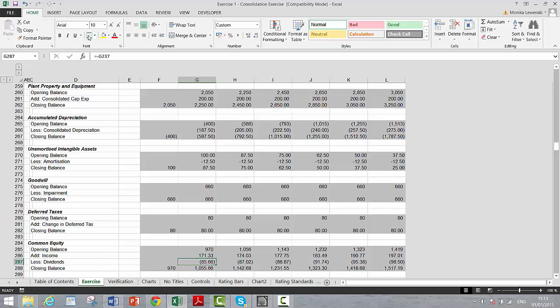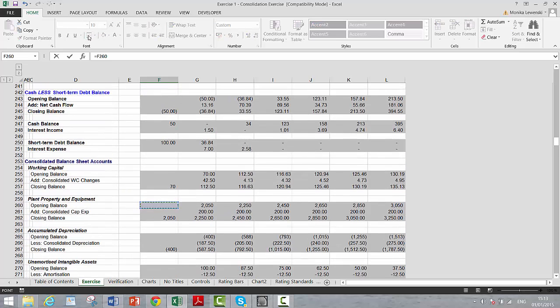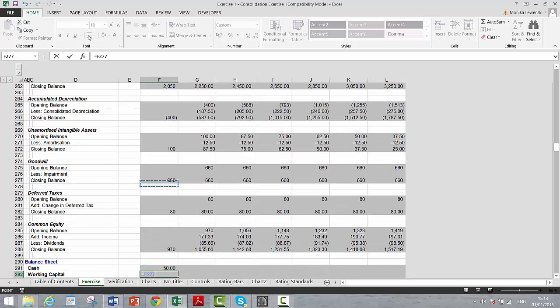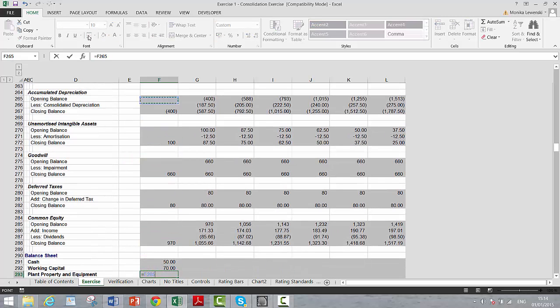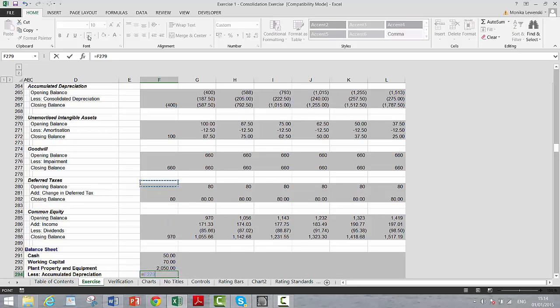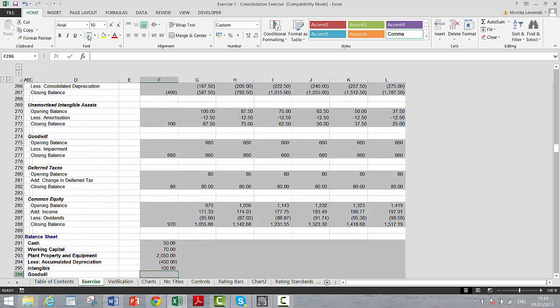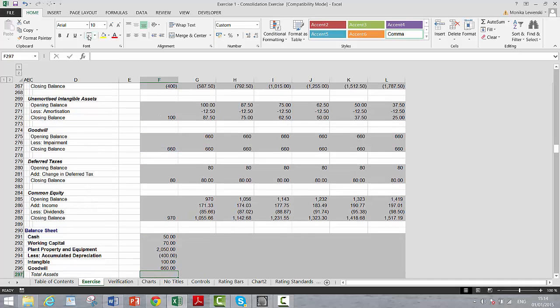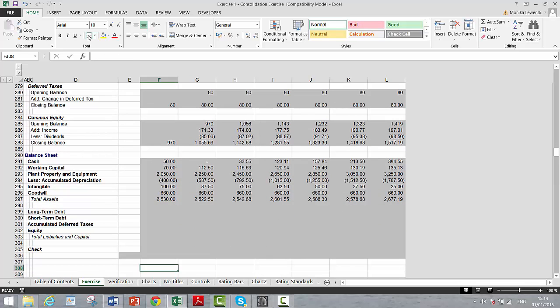And fine. And now we're just going to start putting our balance sheet together. So we begin by getting the cash balance. Then we get the working capital balance. Okay, and then we get the property, plant, and equipment balance, and the accumulated depreciation, and the intangible asset balance, and the goodwill balance. And then Alt equal. Okay, Shift Control right arrow, Control R, and then now let's do the debt balance.